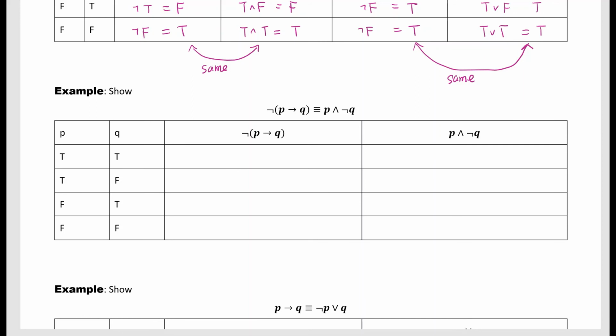Okay. So here P implies Q. So P implies Q is only false when P is true and Q is false. Okay, so P is true and Q is false right here. So that's why this guy is going to be false, but not false is going to be true. But for the rest, P implies Q is going to be true, but not true is going to be false. So far, so good, everybody. All right, let's continue.